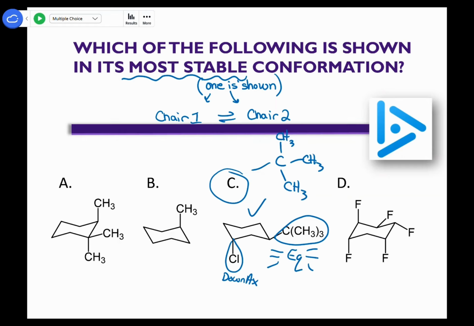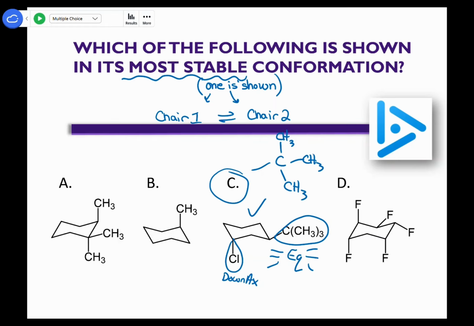If we did the flip-flop, that big group would have been in an axial position, which would have a lot more steric hindrance. For teaching purposes, I have also built molecule 1. It's really handy to build these sometimes to convince ourselves that it's true.